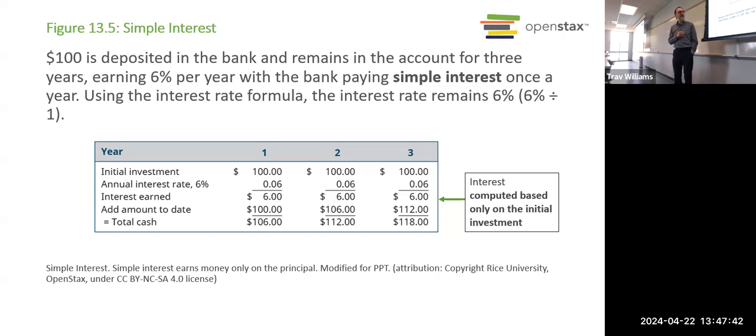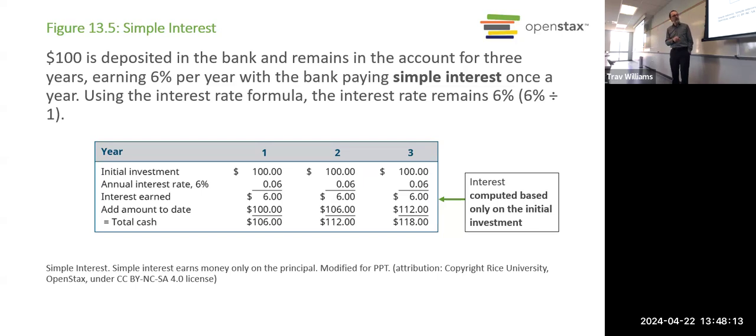This is just simple interest. So if you invested $100 and let's say you put it in the bank, and the bank is giving you 6% interest per year, simple interest. So you would get $6 the first year, $6 the second year, $6 the third year. That's why it's simple, because it's the same amount every year.